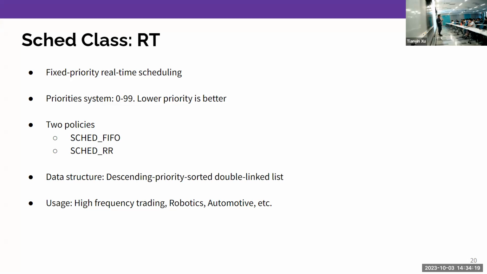Its implementation is rather simple as well. It's a simple priority-based doubly linked list, and tasks are just picked from that. If it's FIFO, it picks from the FIFO side, and if it's round robin, it just links it up in the doubly linked list. So that's pretty much that.